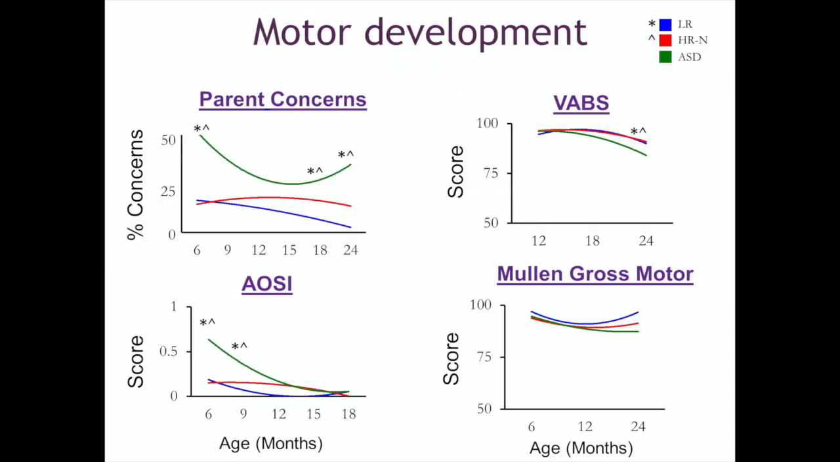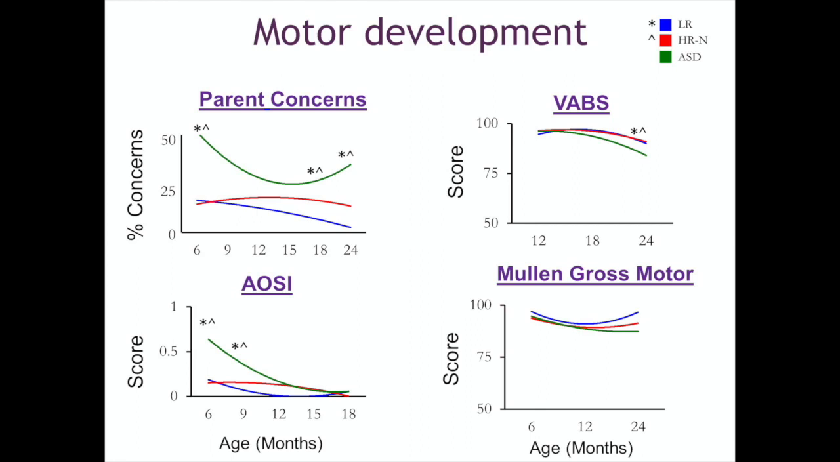So when I look at motor development, you can see at the top we have the parent concerns and the VABS, or the Vineland. This is just to remind you where the group differences lie. And when I looked at the AOSI, which is kind of like a really early ADOS, but don't tell Lonnie I said that. So it's the Autism Observation Scale for Infants.